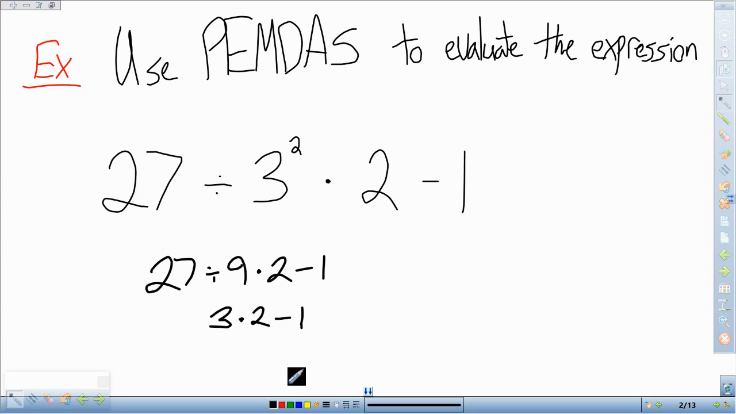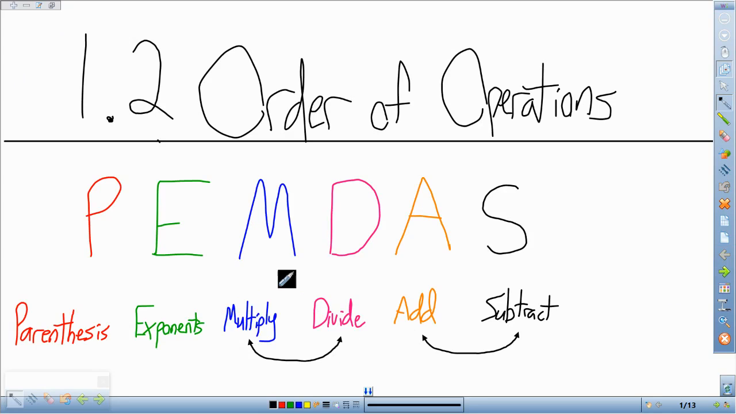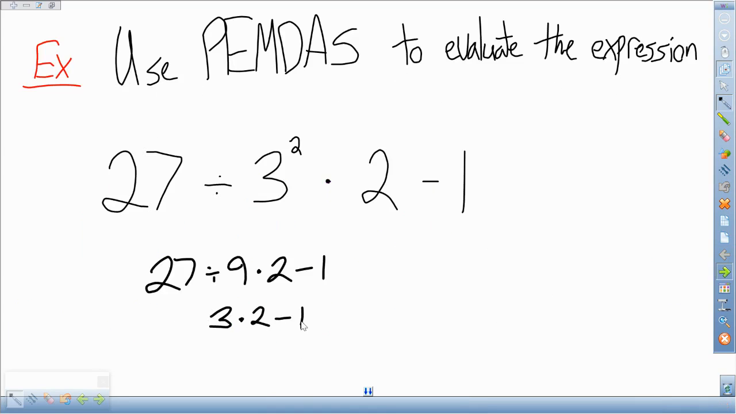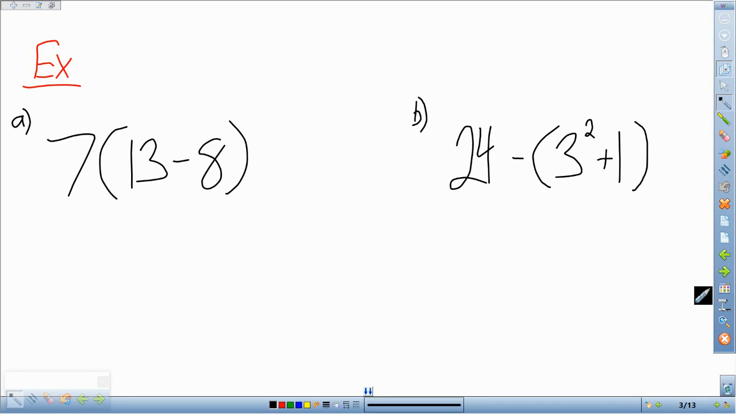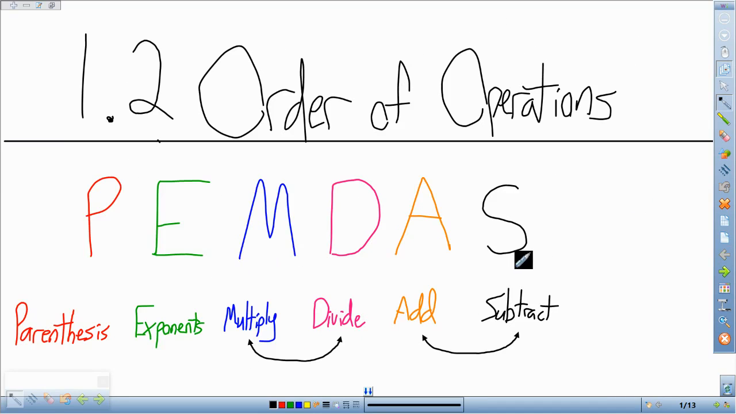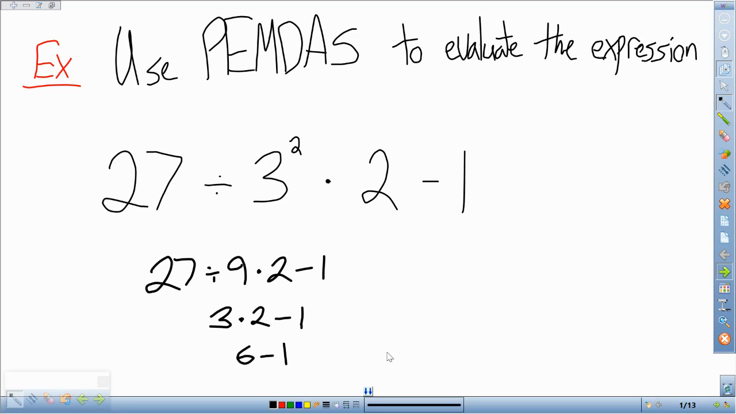Okay, now it restarts. I'm looking for any other multiplication or division, and yep, I've got some multiplication. 3 times 2, we're getting a 6, minus 1. And then the last thing we'll look for is addition or subtraction, and yep, we do have some subtraction, so 6 minus 1 will get 5. Okay, when you get your answer, maybe circle it, put a little box around it.